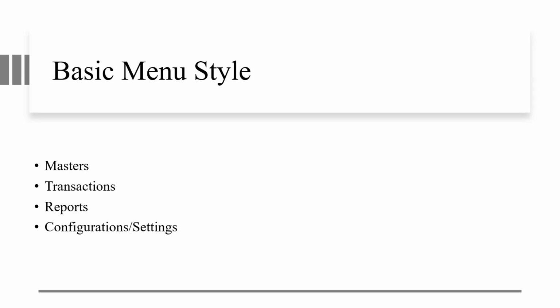Masters are where we can go for creating the heads for accounting as well as for inventory. In case of accounting, we create heads like ledger accounts or account heads, or it can be cost category or cost centers. In the same way in case of inventory, we create heads like stock items, stock category, stock group, godowns, units of measure, etc.